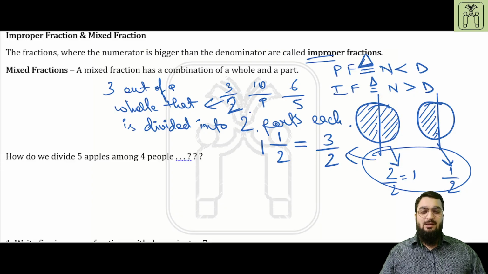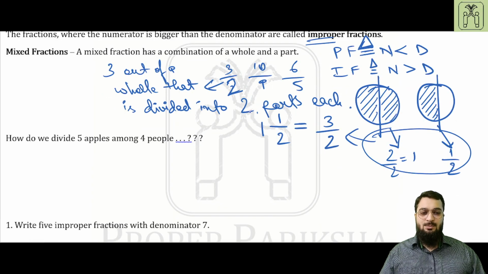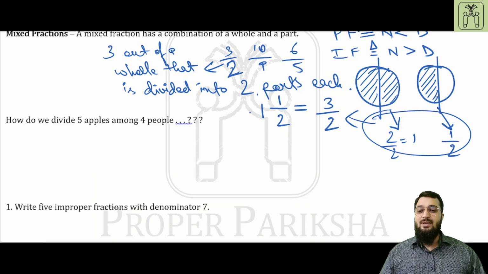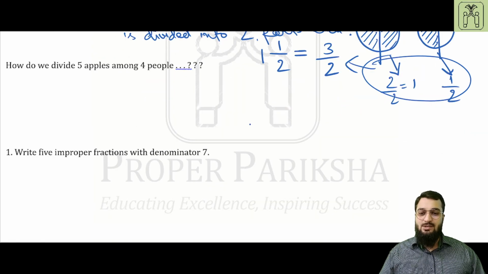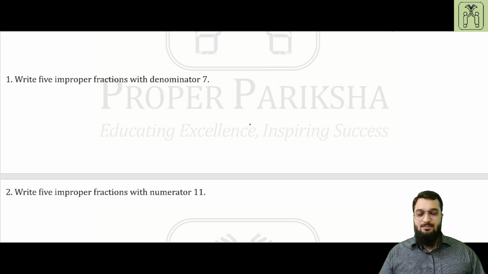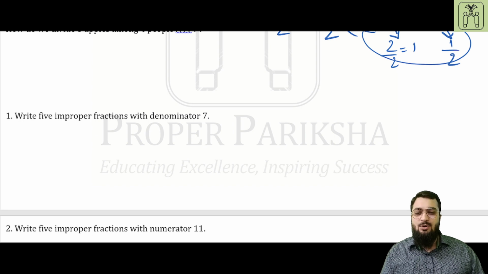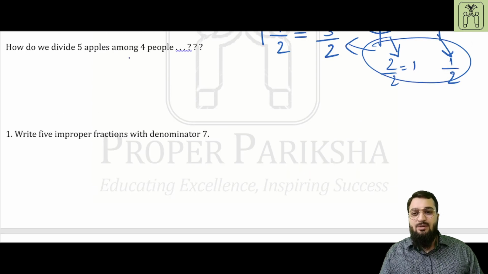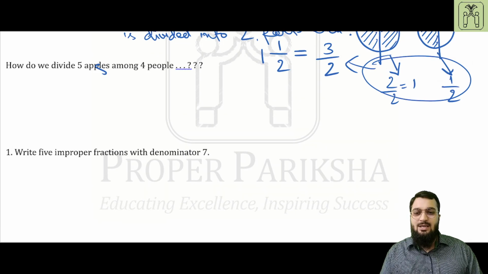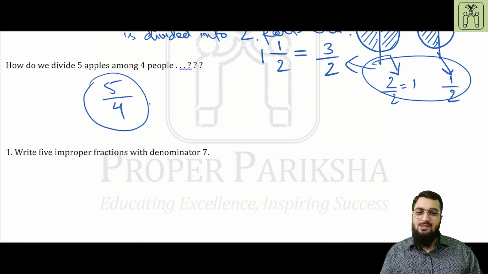Now we will get to some examples through which we will understand the concept in a much clearer manner. First, how do we divide 5 apples among 4 people? You know that 4 people are there and we have to divide 5 apples among them. So 5 will be divided 4 times, and this will give us the fraction of 5 upon 4. So 5 apples among 4 people will have 5 upon 4.